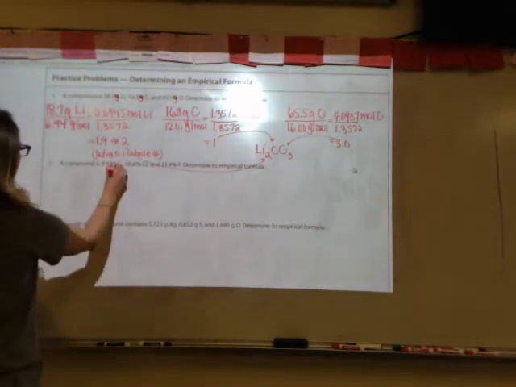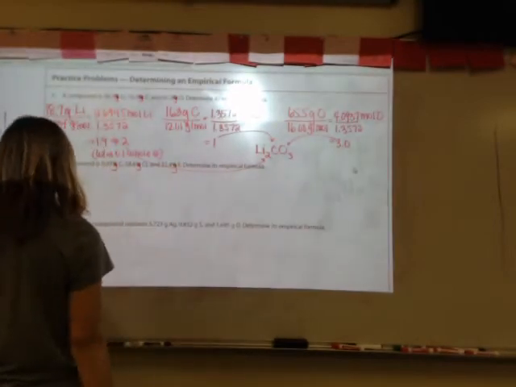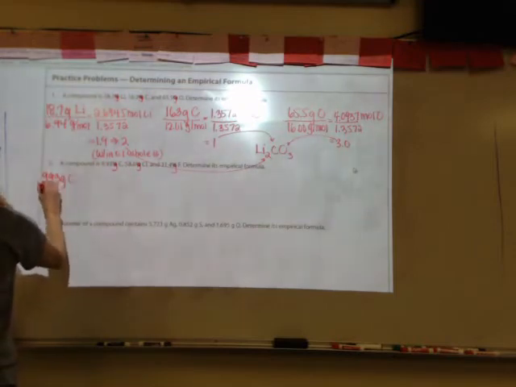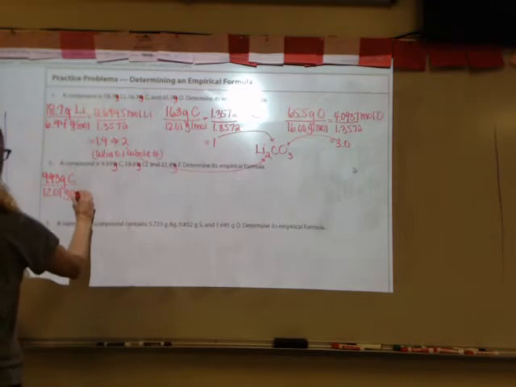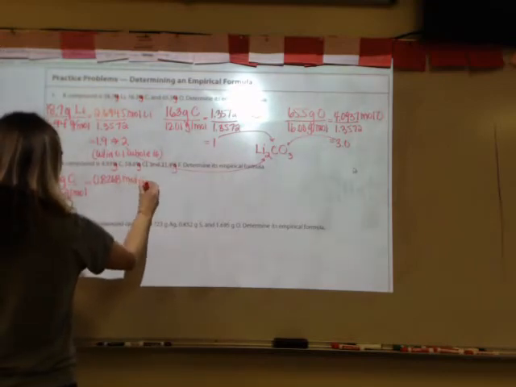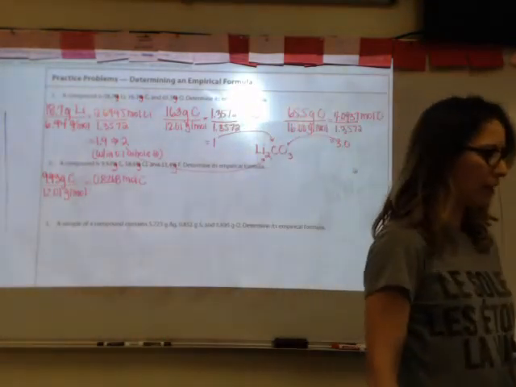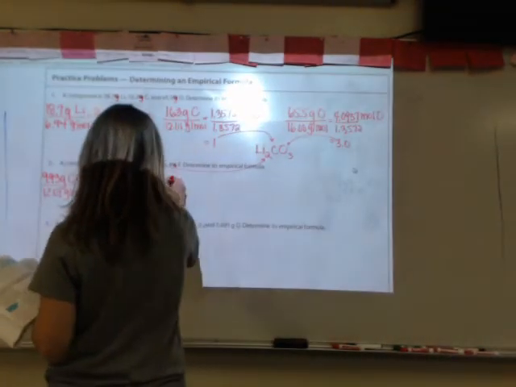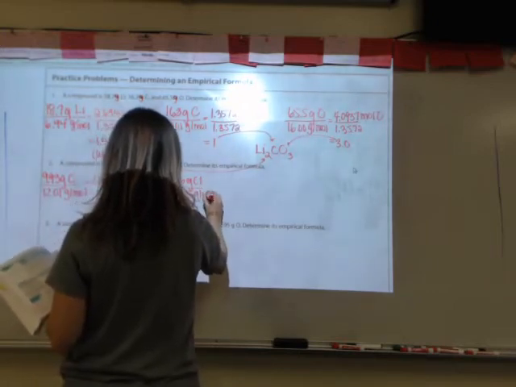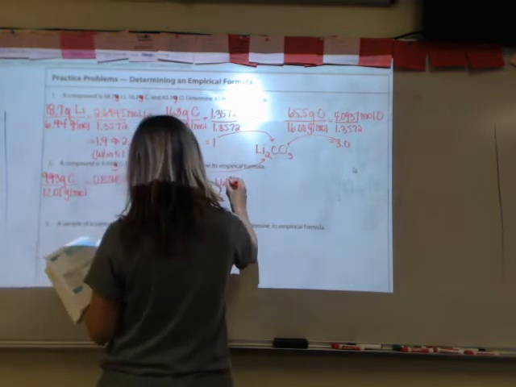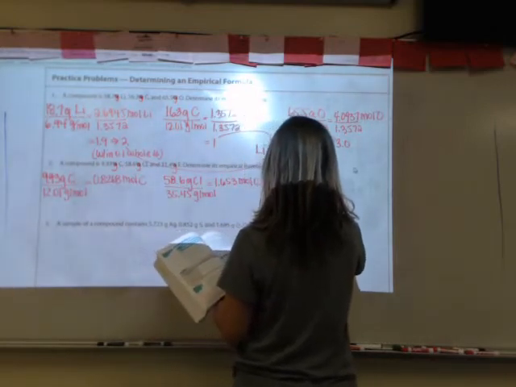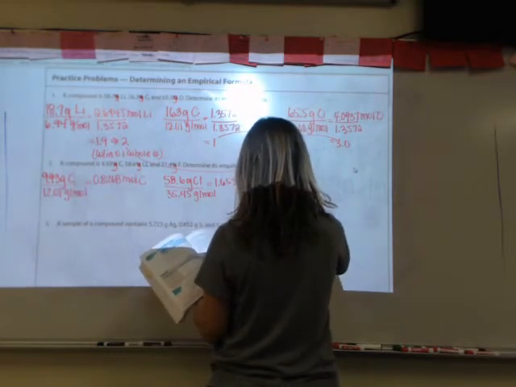Number 2, I have percent carbon, chlorine, and fluorine. We want the empirical formula. So you convert your grams of carbon to moles of carbon. Remember, do not round off the moles. Take it 4 or 5 places past the decimal. And then we have 58.6 grams of chlorine. Its molar mass is 35.45. And then 31.4 grams of fluorine. We're going to divide that by 19.